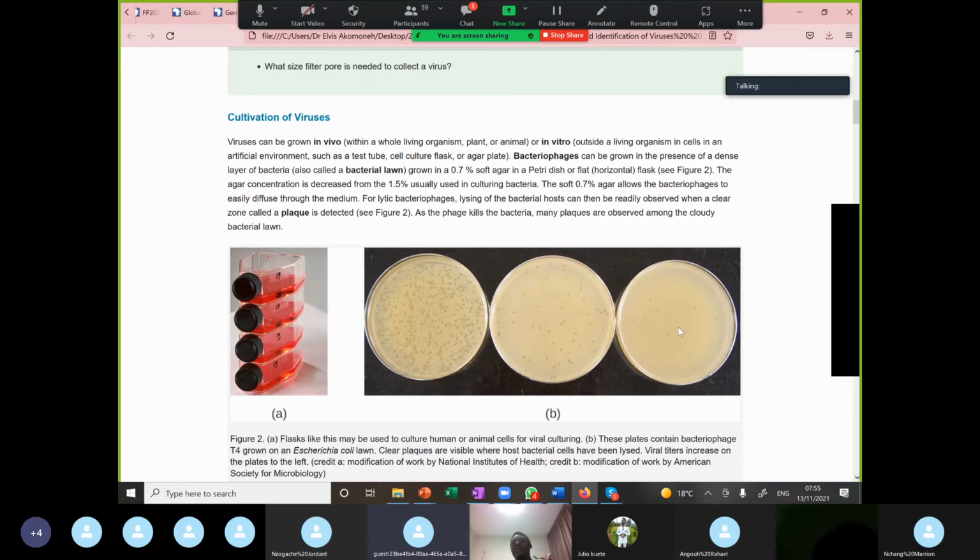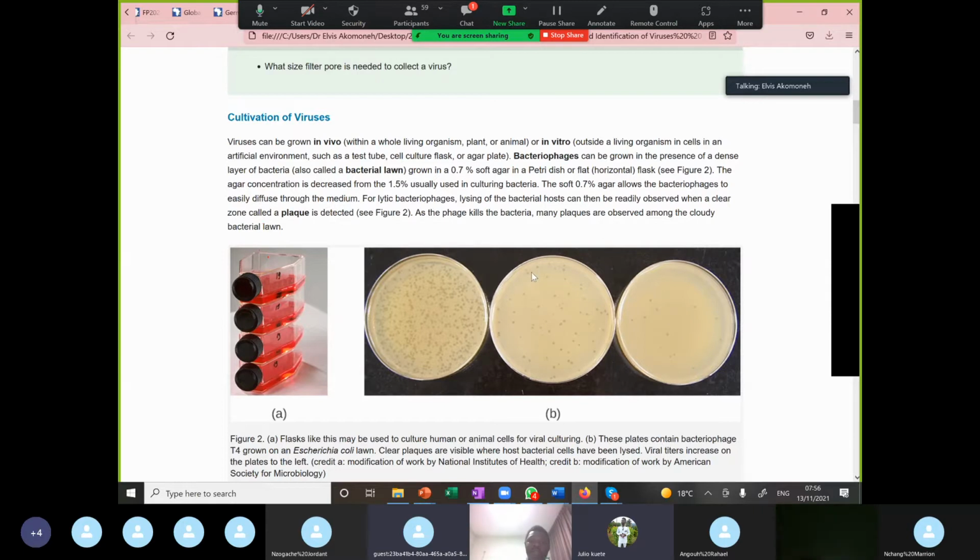So we can quantify the viral concentration by counting these plaques. So we have 1, 2, 3, 4, 5, 6, 7, 8, 9, 10, 11, 12, 13, 14. So we'll say there are 14 plaque forming units per ml if it was 1 ml of the solution that we applied here. So it is expressed as a function of the volume of the viral solution.